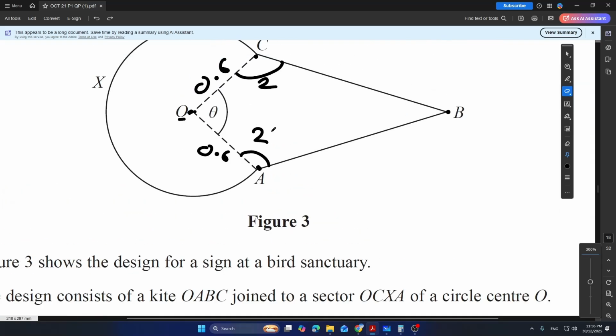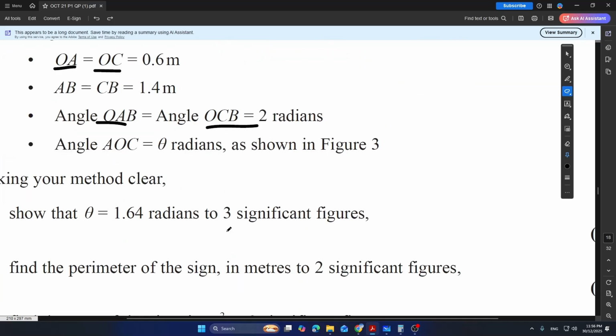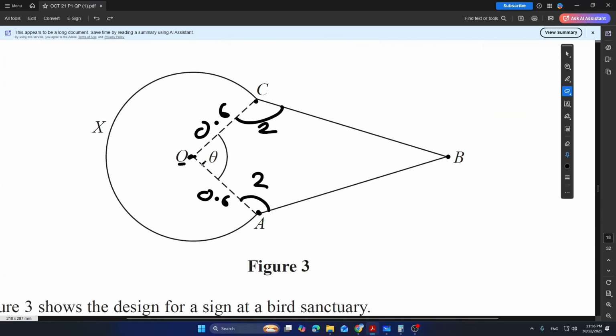Now what we need to do is prove that this angle is equal to 1.64 radians to 3 significant figures. So the first thing you need to do is cut this thing into 2 triangles. So now we actually have some stuff to work with. See, now we have 2 triangles. We have this triangle and we have this triangle. Okay, we have 2 triangles, and I have to find this side.